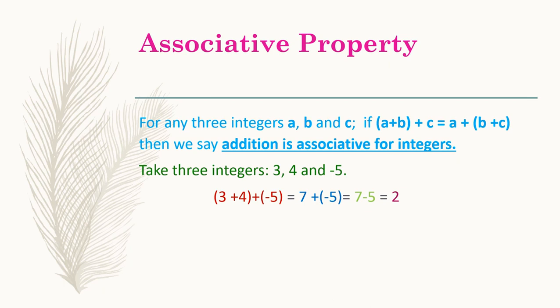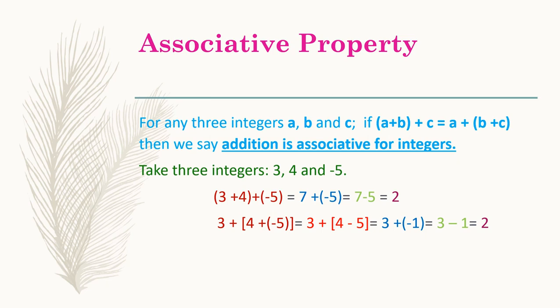Let's take three integers 3, 4 and minus 5. So first we will write it as a plus b into bracket and then plus c. So it is 3 plus 4 plus into bracket minus 5. First we will solve the bracket. So it is 3 plus 4, 7. Now plus into bracket minus 5. So it will become 7 minus 5 equals to 2.